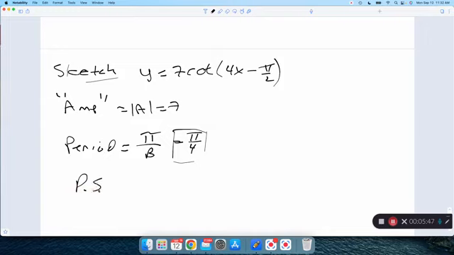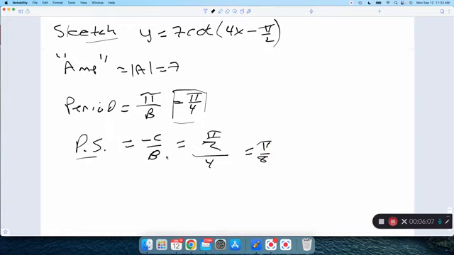My phase shift, negative c over b. Opposite of negative pi over 2 is positive pi over 2. Over 4, that's pi over 8. And again, I'm never going to give you a vertical shift on a cotangent. These graphs are ugly enough as it is, but we could have maybe a plus 3 out here, and then that would shift the whole thing up 3. But we're not going to.